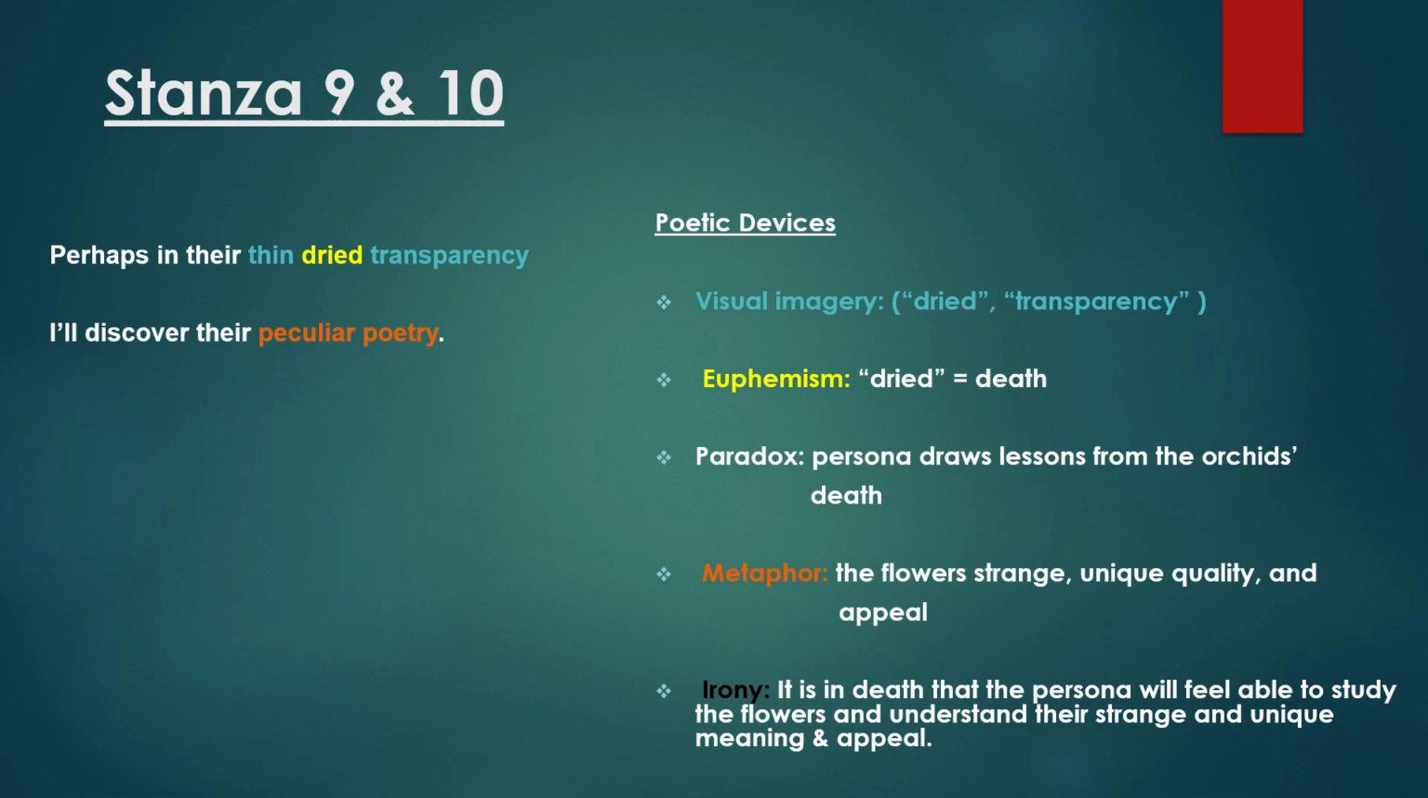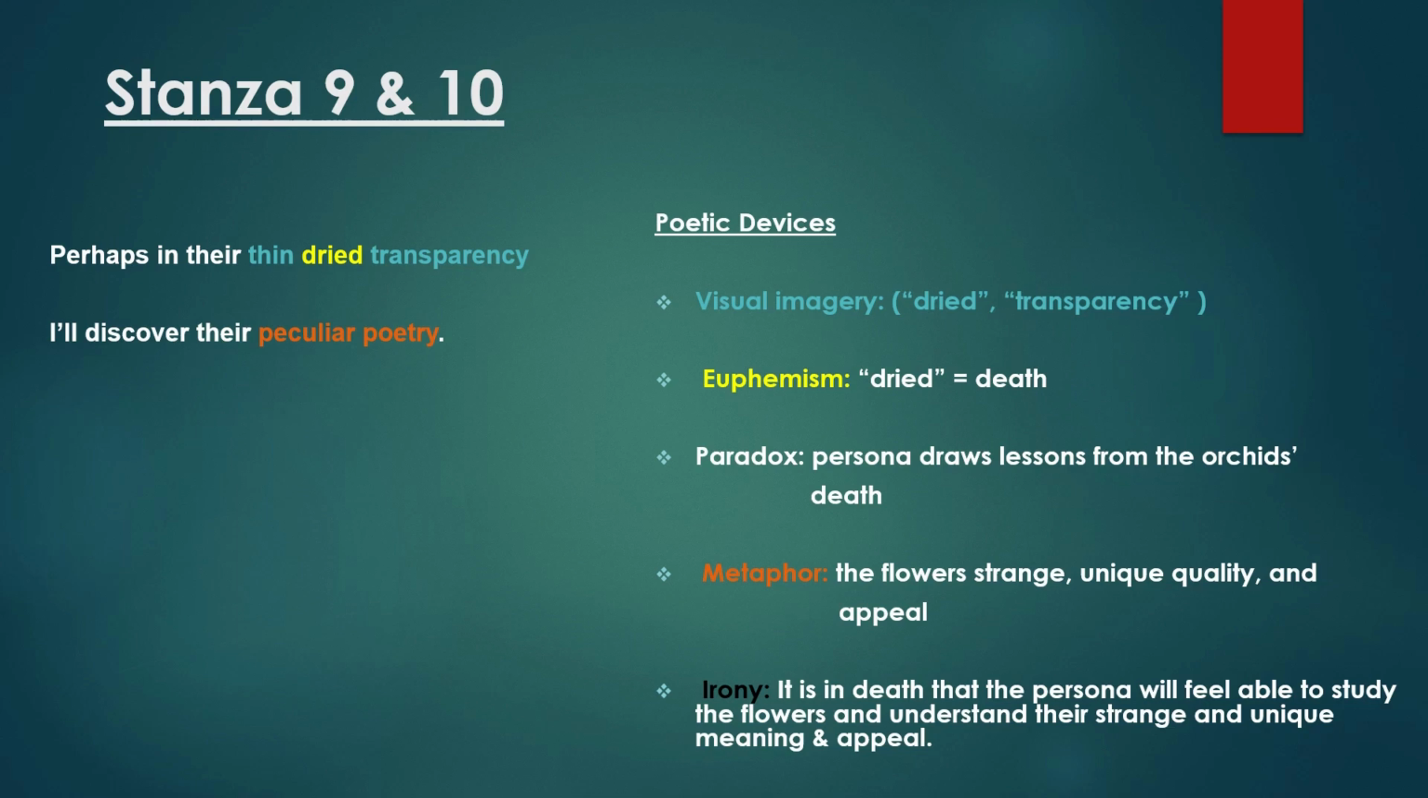And transparency, that is the extent to which these particular orchids or plants or nature will get after we would have plucked them, okay? So the person is saying that perhaps in their death, I'll discover their peculiar poetry. Perhaps in their death, I will discover their meaning. I will discover the lesson that they really want to teach me. That's basically what the person is saying in these two lines, okay?